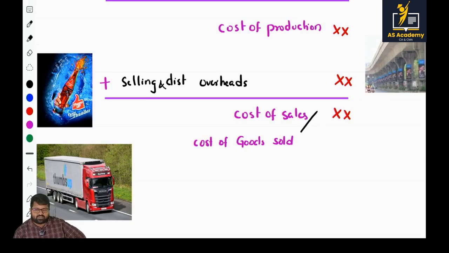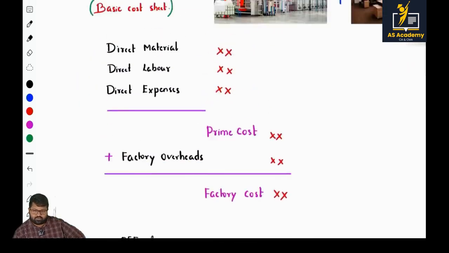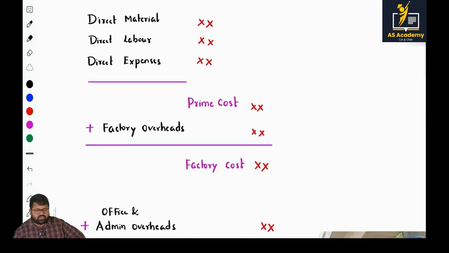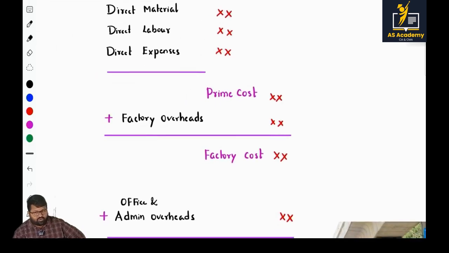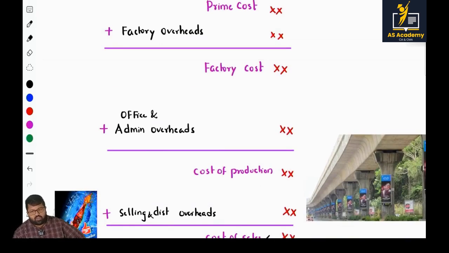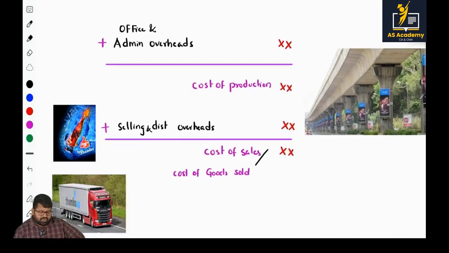Can you summarize the sheet once? First, what is the first part? Direct material, direct labor, direct expenses. That forms prime cost. To prime cost, what are we adding? Factory overheads, and we get factory cost. Next, office and administration overheads, and we get cost of production, the cost we incurred for producing the goods. And next is cost of sales, or cost of goods sold.